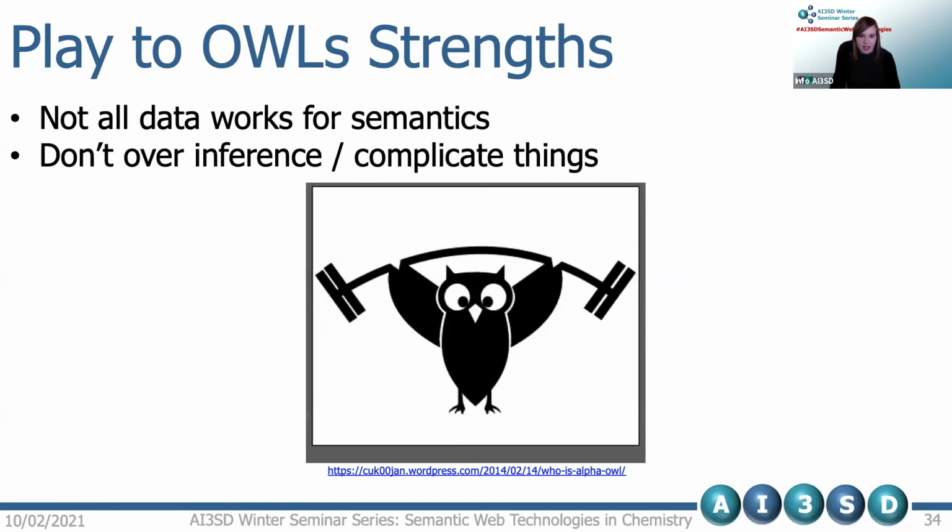You need to play to OWL's strengths. So this comes back to the BSP project lessons learned. Ontologies are great tools, but they aren't always the answer. For example, OWL doesn't work particularly well with numerical-based classifications. There is a level of being able to add basic numeric restrictions to classes, but it's quite simplistic. And if you're looking to perform some fancy maths on your data, don't do it in your ontology.